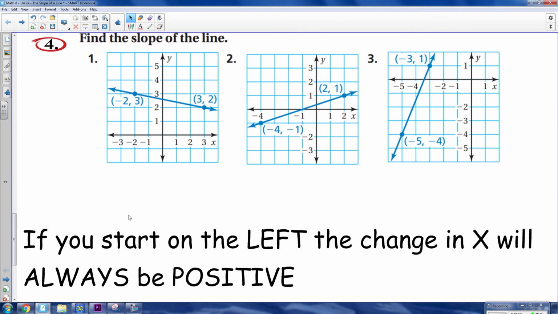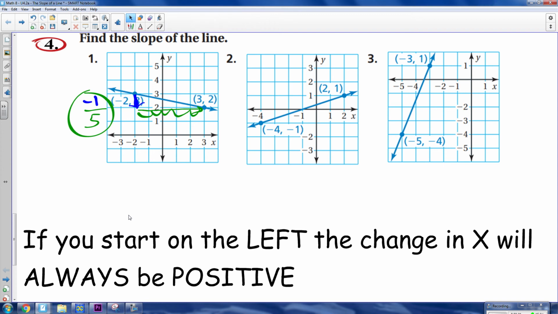So I'm going to start on the left, and look at the change in y, which here is going down. So I'm going to say the change in y is -1. And the change in x, going from the left to the right, is always positive. So that's 1, 2, 3, 4, 5. So this is the slope. It's down 1 over 5. So change in y over change in x.